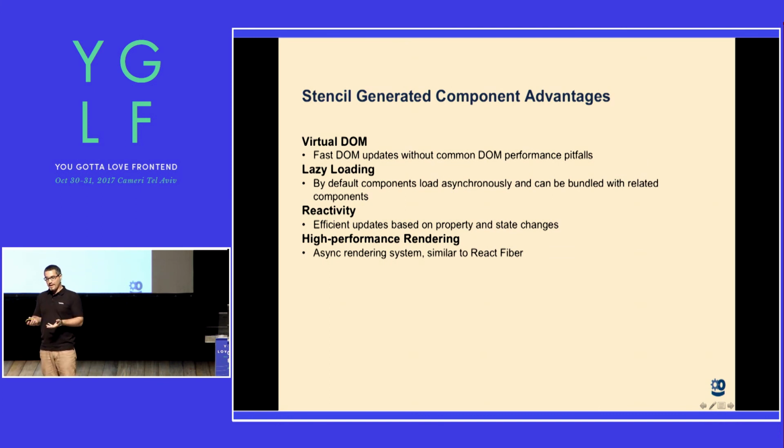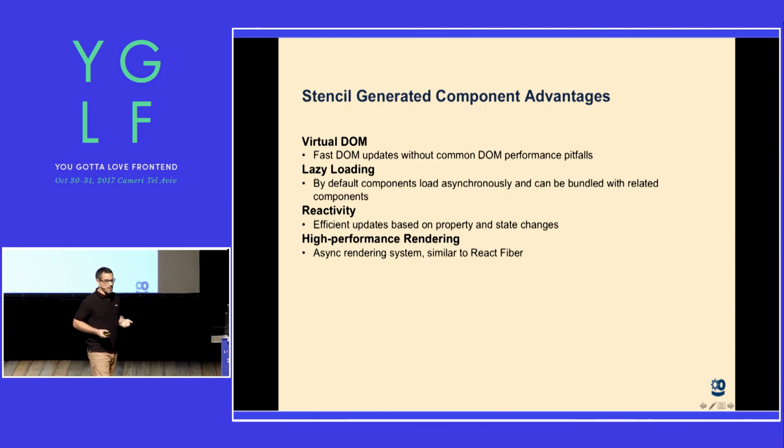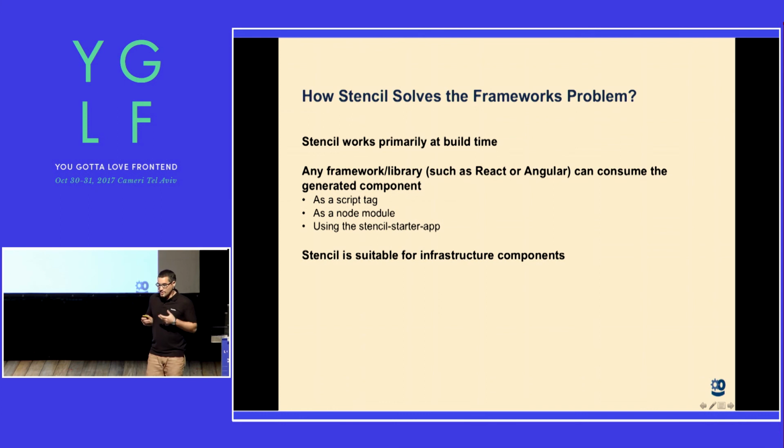But Stencil has a lot of advantages. Underneath it, every component has its own virtual DOM. All the components are reactive, meaning that if a property changes, I don't need to wire anything. The Stencil render function will run again, and if the state changes, it will be the same. It includes lazy loading for the components. It has very good performance, because underneath it uses Preact, and it's similar to Fiber in React, if you heard about that.